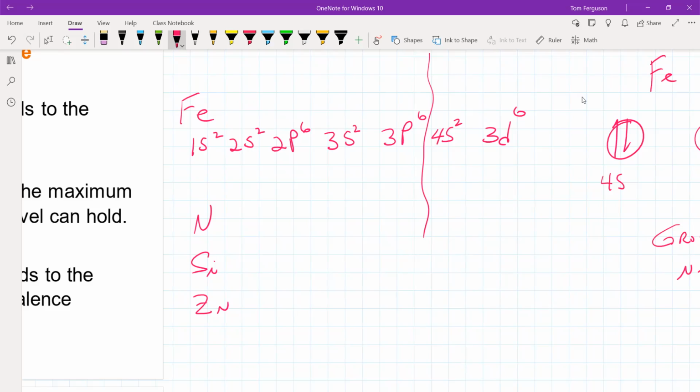And by the way, this is what determines the periodic trends on the periodic table, is what does the valence electronic configuration look like?